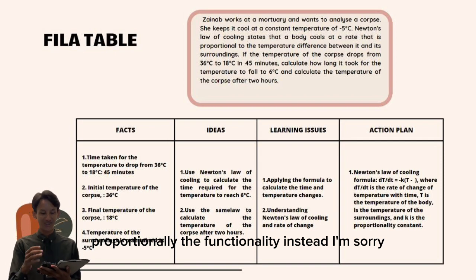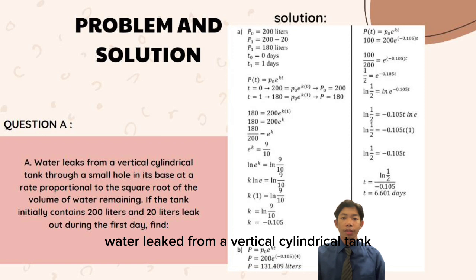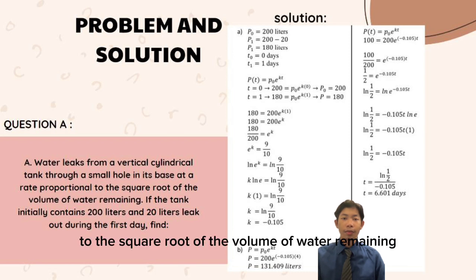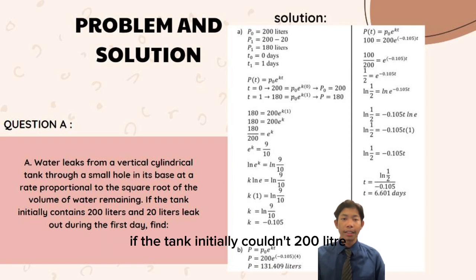I'm sorry. Water leaks from a vertical cylindrical tank through a small hole in its base at a rate proportional to the square root of the volume of water remaining. If the tank initially contained 200 liters and 20 liters leak out during the first day, find A, when will the tank be half empty? B, how much water will there be after 4 days?